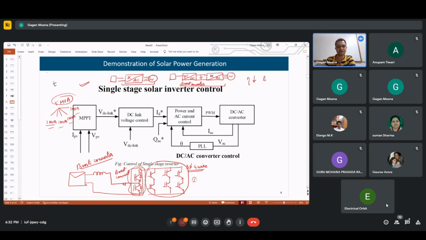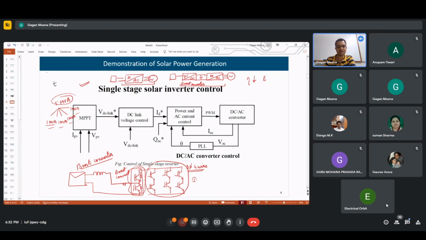Sir, this is the first time I am hearing about the alpha, beta, 0 and DQ0 domains. So okay, let me start with that. First of all, why are we converting? Why are we moving to these frames of reference?